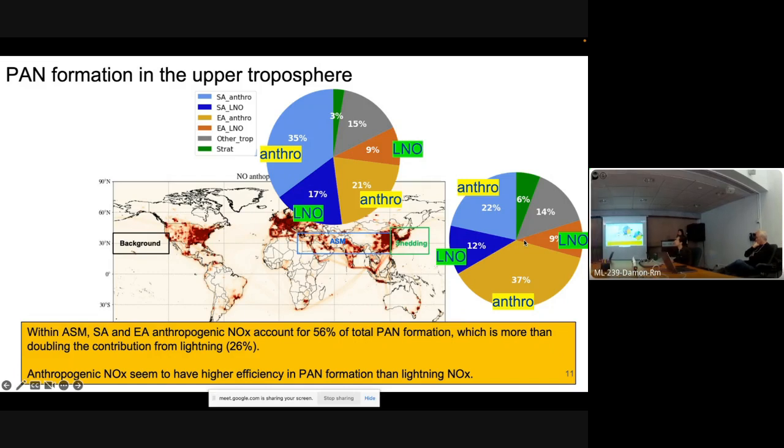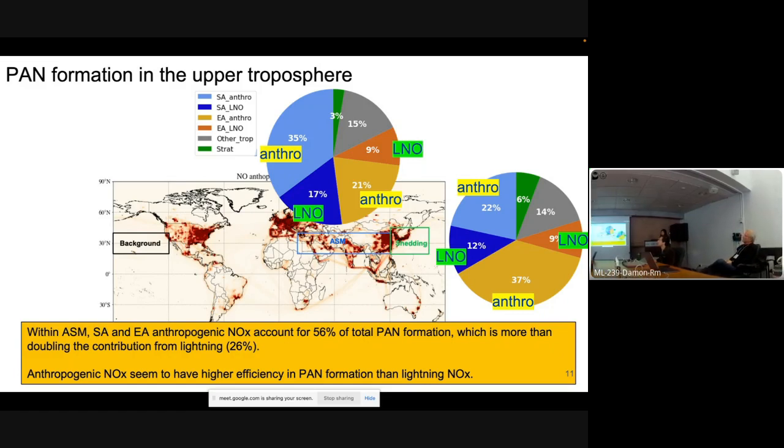So anthropogenic NOx seems to have higher efficiency in PAN formation than lightning NOx, which I think could be because the anthropogenic NOx emissions are also associated with other emissions of PAN precursors that help with PAN formation.